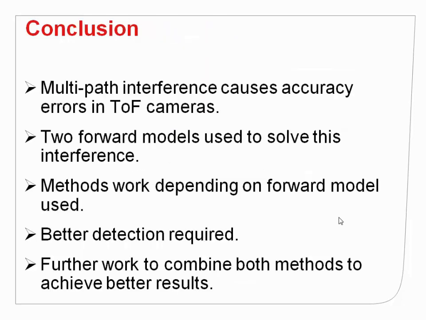So in conclusion, multipath does cause significant accuracy errors in time-of-flight cameras. Normally, people have presented two forward models to solve this, a sparse and a diffuse. However, there needs to be work to combine these two models into a better forward model that can resolve all forms of multipath, where it would be diffuse and specular at the same time. And this is what we're looking to work on next. And what we need is a better detection of when multipath is present. If you look at the cases of the OMP and the mixed pixel, the noise increased when we tried to resolve multipath and the algorithm didn't work.